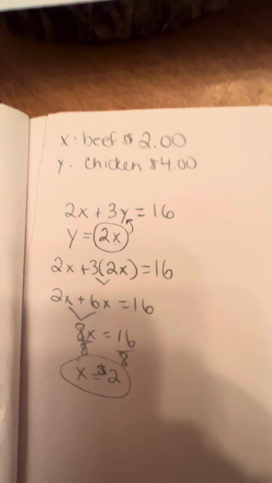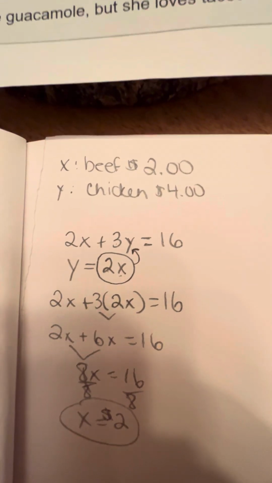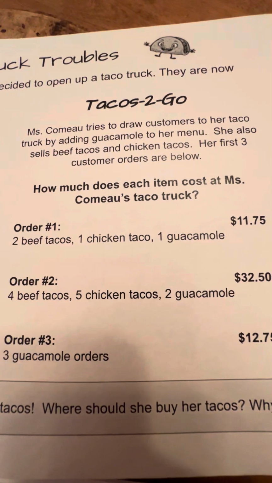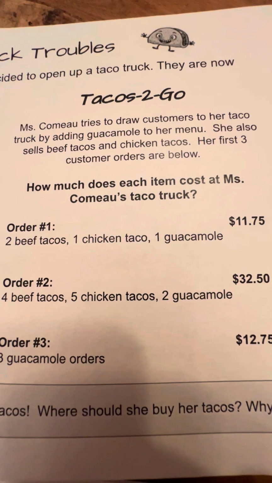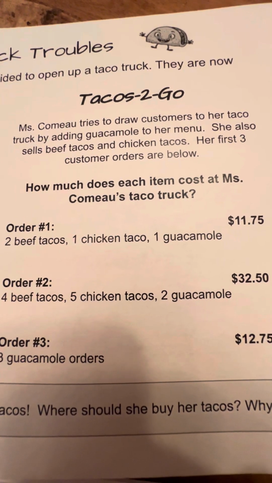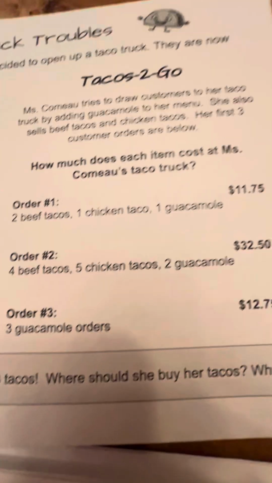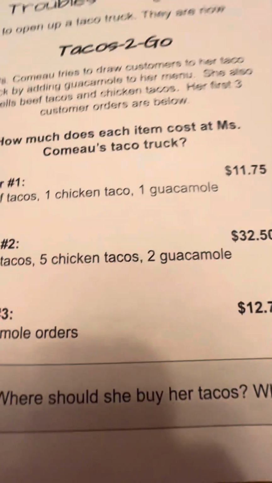So there is Mr. Smith's problem. That's where his costs are. And now we're going to look at the Tacos To Go truck. Ms. Como tries to draw customers to her taco truck by adding guacamole to her menu. She also sells beef tacos and chicken tacos as well. Her first 3 customer orders look like this. And we're looking to figure out how much each of her items costs on her taco truck.